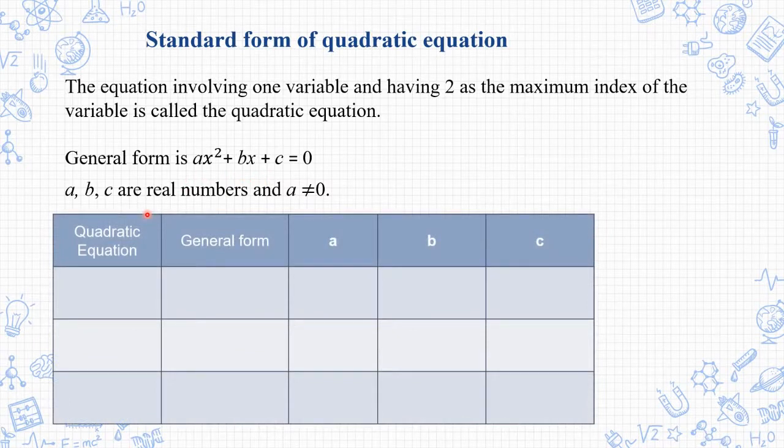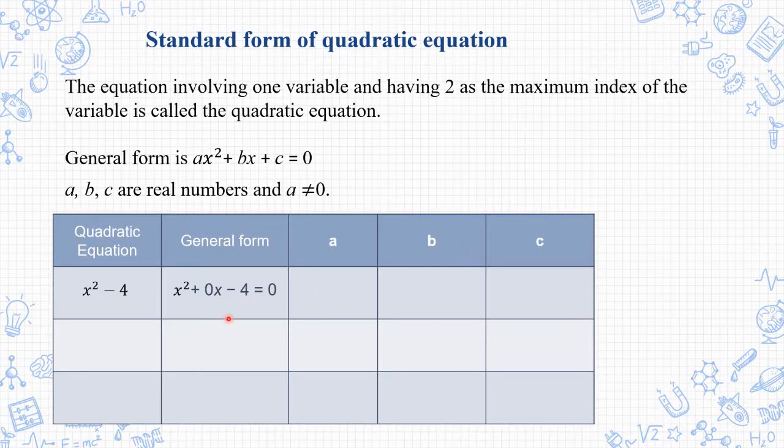Let us see some examples which are quadratic equations, and we'll write them in the general form and try to identify the values of a, b and c. So if we see the first equation, x square minus 4. If we write this equation in the general form of a quadratic equation, we have x square plus 0x minus 4 equal to 0. Since the term containing x is absent, we just write it as 0x minus 4.